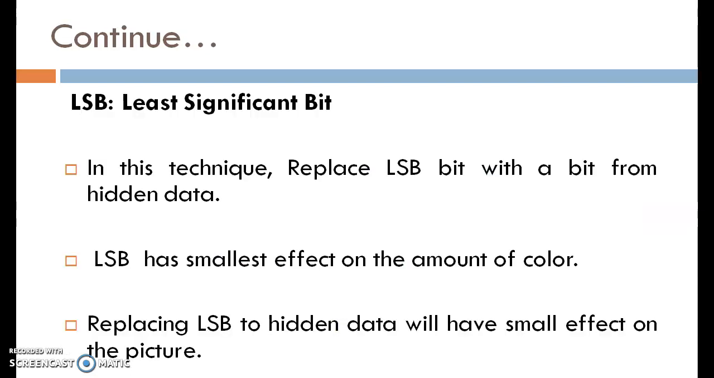Now the methods follow. The first method is least significant bits. In this technique, we replace the LSB with a bit from the hidden data. The LSB has the smallest effect on the amount of color. Replacing the LSB with hidden data will have some small effect on the quality of the picture. Means in this technique, the least significant bits of pixels are replaced with the message we want to insert, and it degrades the quality of the picture a little bit.